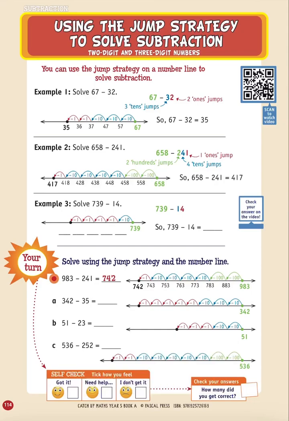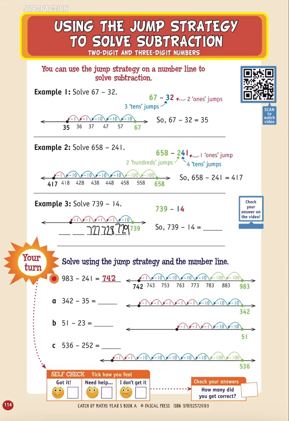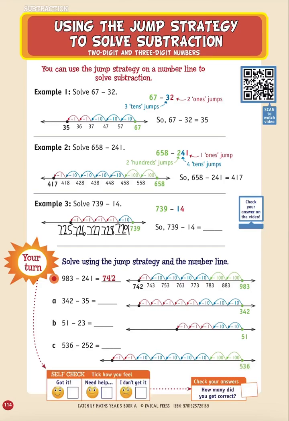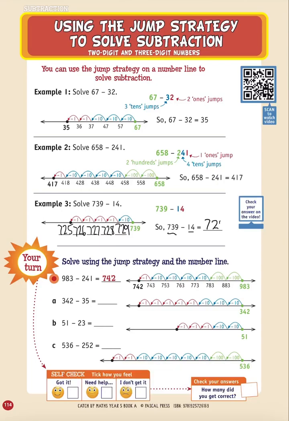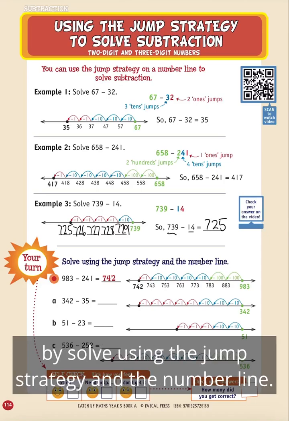739 minus 10 is 729. Minus 1 is 728. Minus 1 is 727. Minus 1 is 726. Minus 1 is 725. So 739 minus 14 is 725.